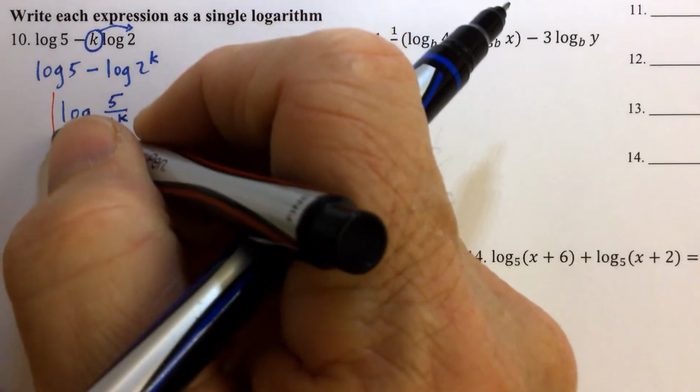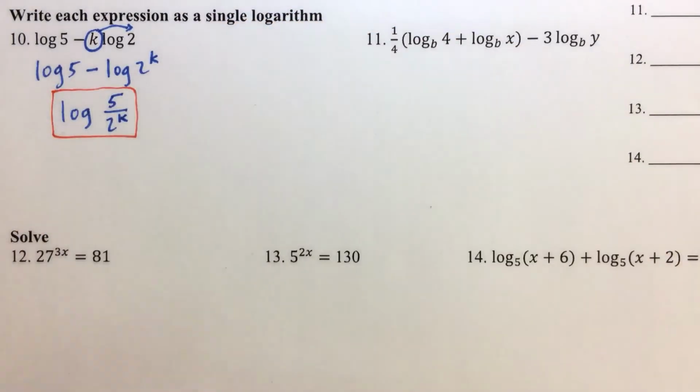So basically you are reversing the steps that you used when you expanded the logs. Now we're condensing the logs. So you either have expansion or condensing, whatever that term is.